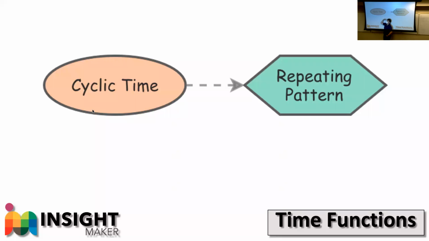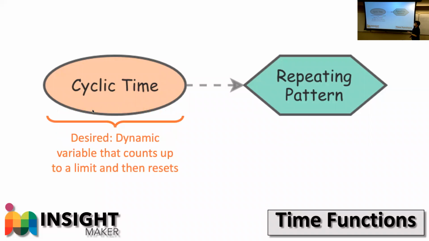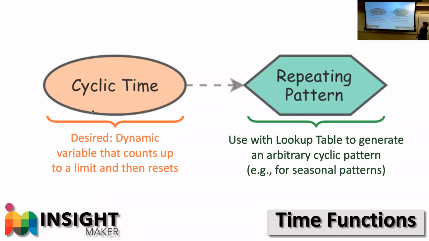So it constantly goes 0 to 12, 0 to 12, 0 to 12, even though your simulation time is counting up continuously in months. And that allows us to create this pattern where you can make it always hot in months, whatever, 6 through 9, and then cooler in other months. So how do we do that? That's our desired thing here.